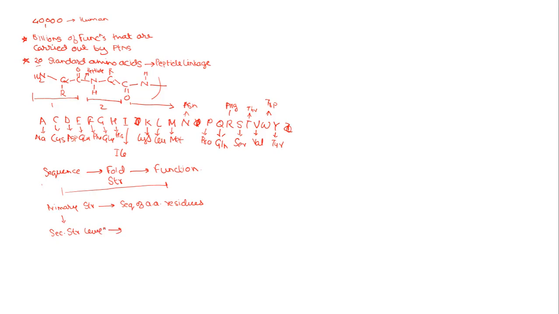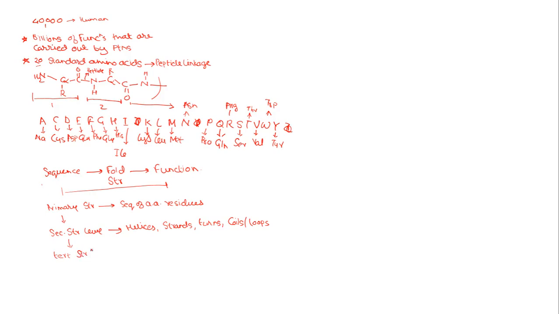Then the next structural level at which the protein folds is the secondary structural level, wherein the primary structure folds into small local regular structures. Say, for example, the different types of secondary structural units existing in protein are in the form of helices, strands, turns, coils, or you can also call them loops.